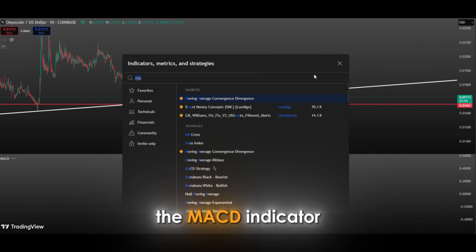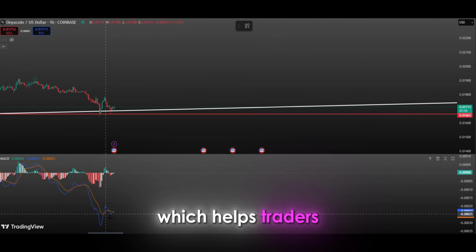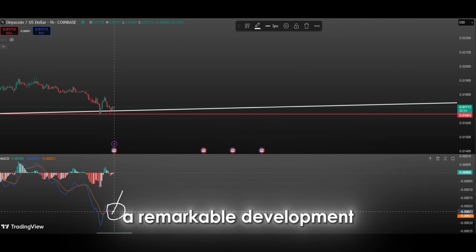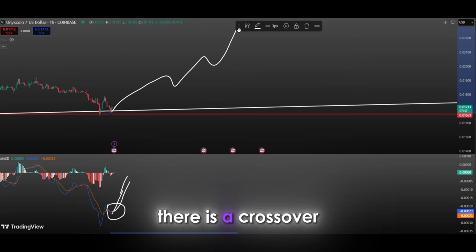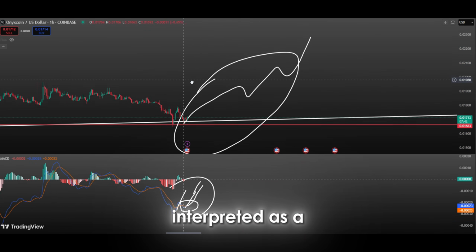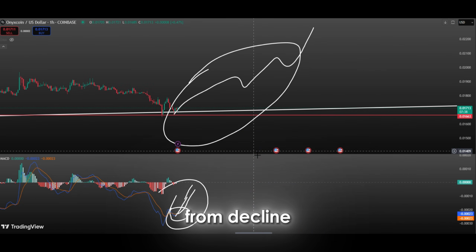The MACD indicator is a highly reliable tool for measuring market momentum and trend direction, which helps traders analyze price movements more accurately. There is currently a remarkable development in the MACD indicator. In particular, there's a crossover in the lower region of the indicator below the zero level. This can be interpreted as a very positive development in terms of signaling the market's transition from decline to recovery.